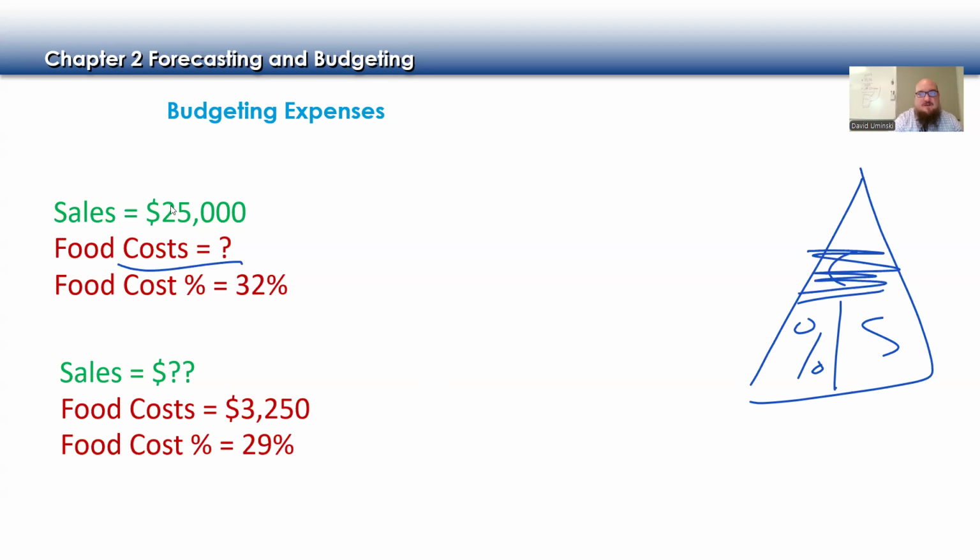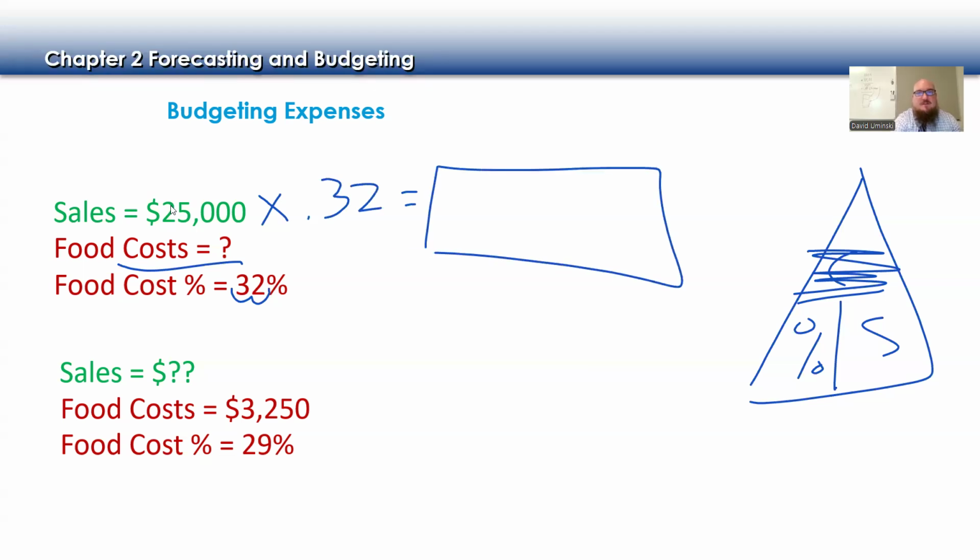So we cover that up, what's left over, and we would do our sales times our percentage of 32%. Okay. And that would give us our expenses of what our cost should be. Okay. And then we would do the same thing down here. I'm going to do it in a different color.